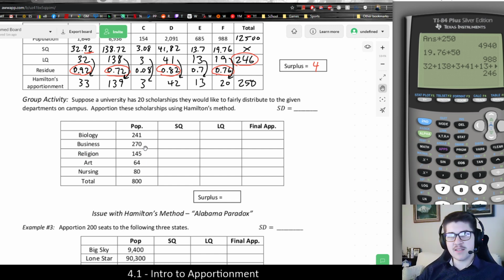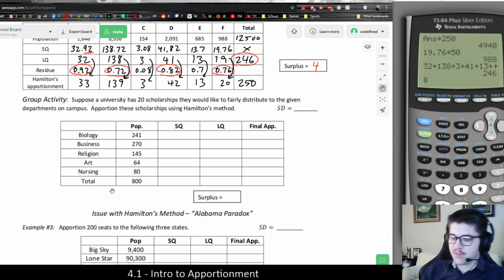But as we can see from the populations of the amount of students in each of those departments, giving out 4 to each probably wouldn't be a fair division. And this is another example where apportionment can help us to give things out in a more fair manner.